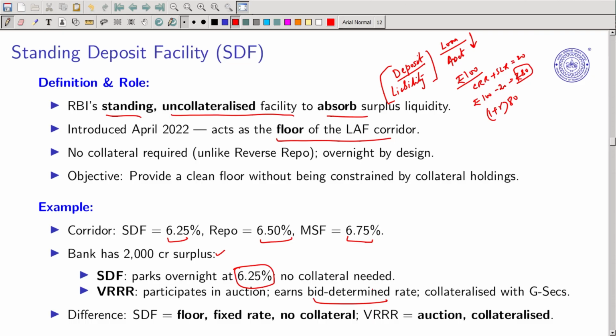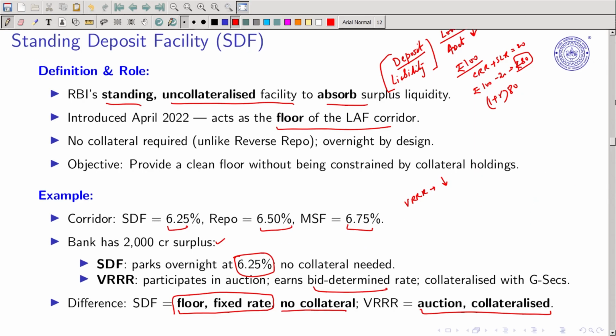So, in VRRR what we are going to see is that RBI will accept the bidding at the lowest. So, the lowest will get the first preference because RBI has to pay the rate of interest. So, the lowest bidding will be easier for RBI. So, it will be accepted. So, the idea behind this is that SDF gives the floor and it is the fixed rate, the lowest rate it offers, but one of the important advantages is that it does not have any collateral, and VRRR is auction and collateralized. So, this is what we often mention, right.